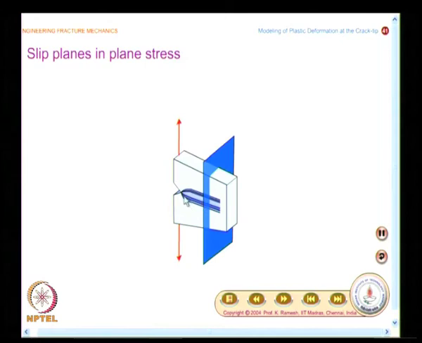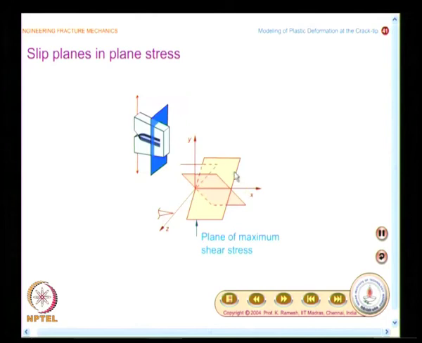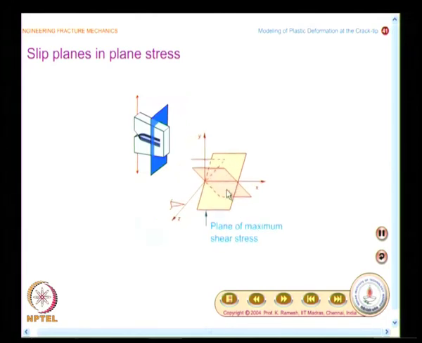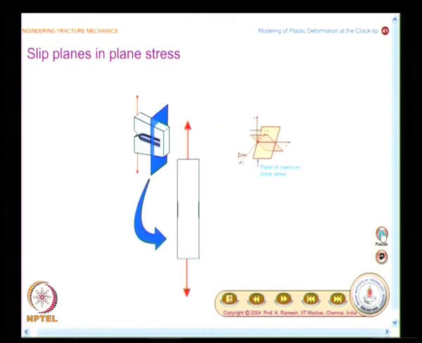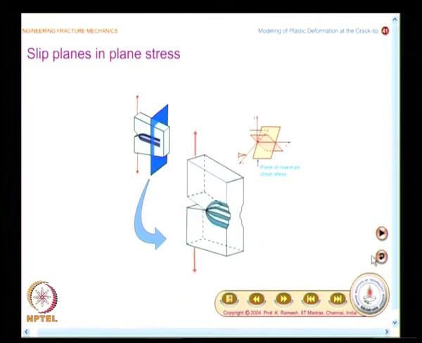We are looking at a plane ahead of the crack. I said the planes of maximum shear stress is different. This dictates how the slipping will take place, and this picture is easier to draw. I would appreciate that you draw this rather than a three dimensional picture. So, I have slipping action taking place like this, and it is highly exaggerated. You will not see real steps in the case of actual specimen.